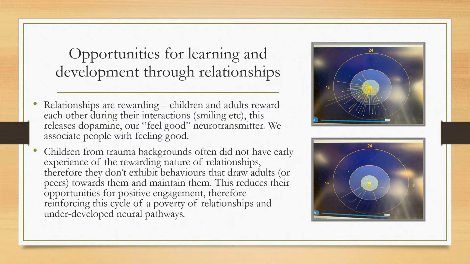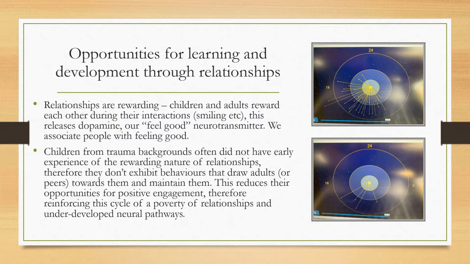What happens is children from trauma backgrounds often do not have early experience of the rewarding nature of relationships, and therefore they don't exhibit behaviours that draw adults or peers towards them and maintain them. So if we think about that example, where you go up to a child and tell them they've done a good job, and that child does not even look at you, does not respond to you, doesn't smile at you, or worse, tells you to F off, or has some other negative reaction, this is going to change your behaviour. You're not going to get a surge of dopamine from that interaction, and you're less likely to be drawn towards them in the future. Don't beat yourself up about it.